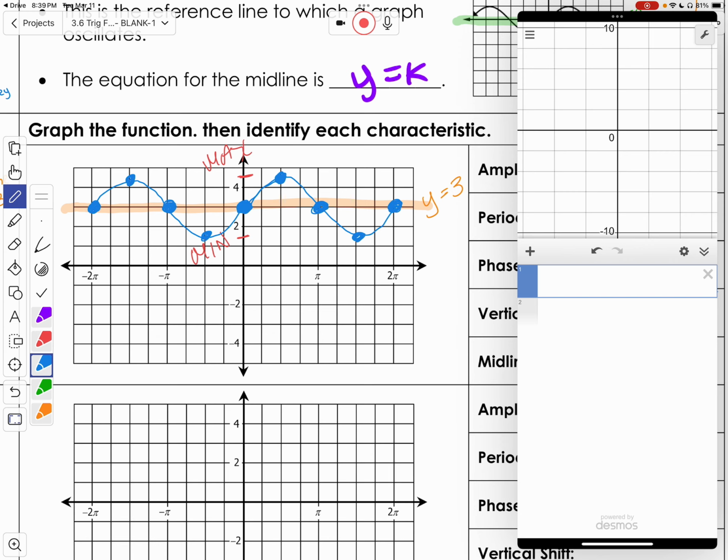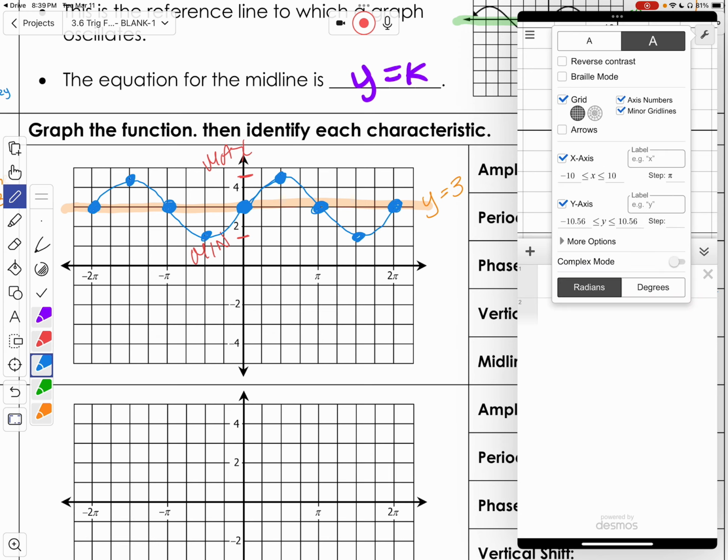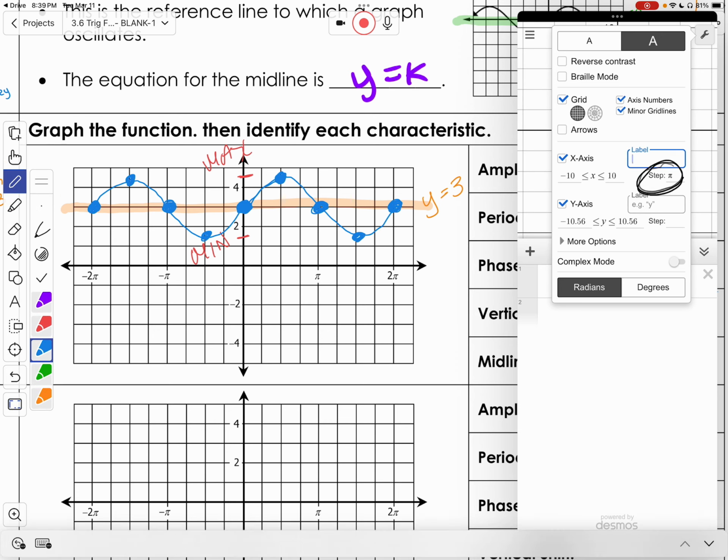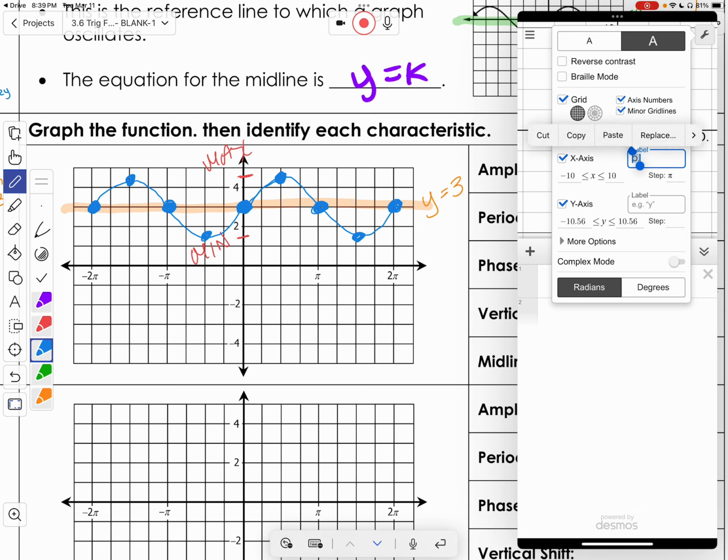First off, I want you to go to the wrench, and we want to make sure we're in radian mode, so it should automatically be in radian mode. But here in your thing, oops, I hope I can take that out. We don't want a label, we want a step. A step is what you want it to count by.